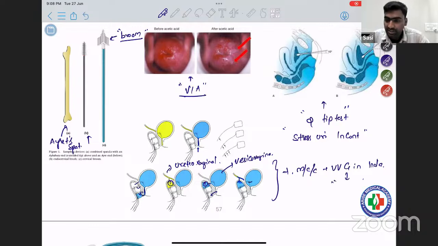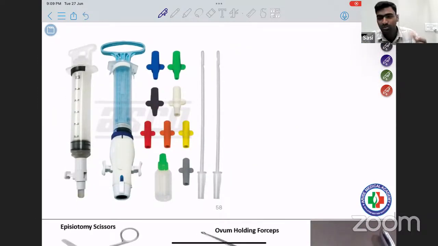Yeah, you are getting it correct. The most common cause is the obstructed labor. Okay, it is the obstructed labor. You just remember these 3 points. Fine. Then we'll move on to this. Just only one slide.